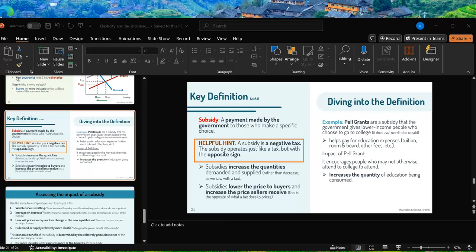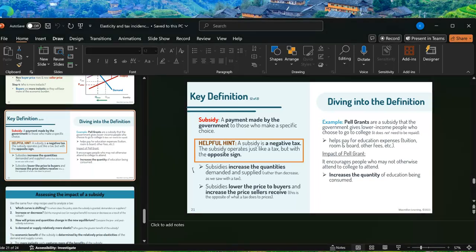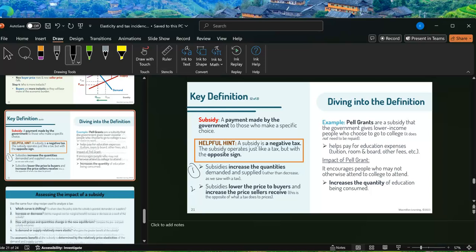Hey everyone, let's look at the effects of a subsidy, which is a negative tax, on the buyers and on the sellers. A subsidy is a payment made by the government either to the buyers or to the sellers. This increases the quantity demanded and supplied. That's one of the effects. The second effect is the buyers are paying a lower price and the sellers are receiving a higher price.